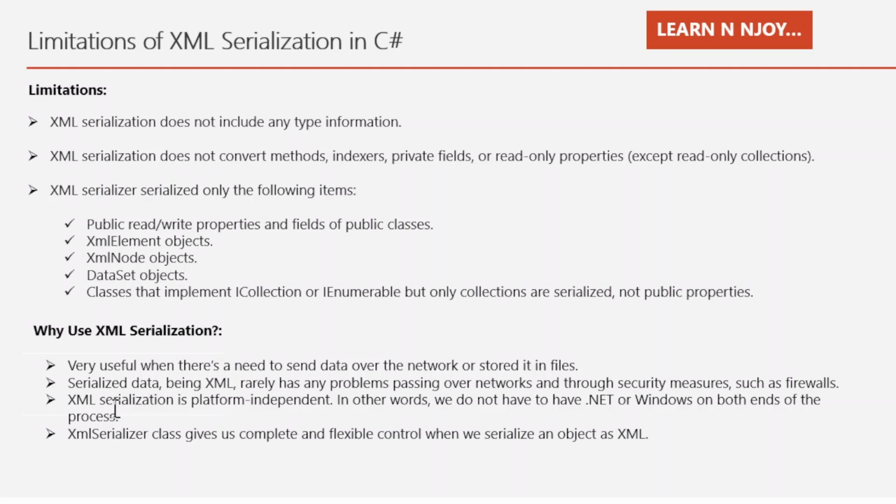Number 3, XML serialization is platform independent. In other words, we do not have to have .NET or Windows on both ends of the process. Number 4, the XmlSerializer class gives us complete and flexible control when we serialize an object as XML. So basically XML gives us the control. Let's suppose we want to write the properties as attributes of the XML; we can do so because we have control over where to write those values. So that's what I have written: XmlSerializer gives us complete and flexible control when we serialize an object as XML. So these are basically the reasons we go for XML serialization.